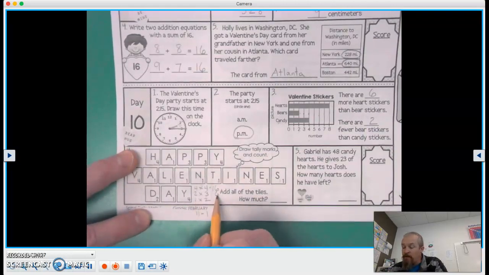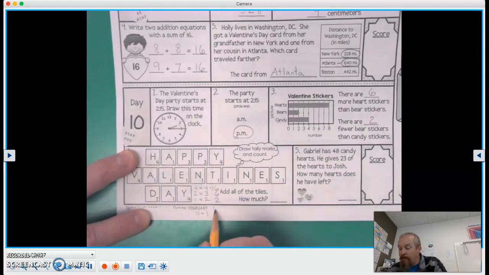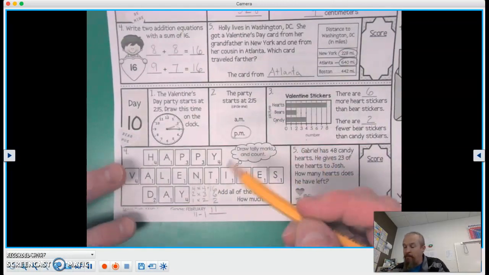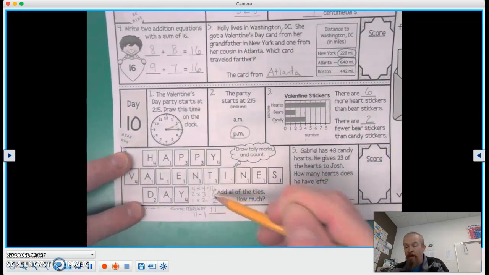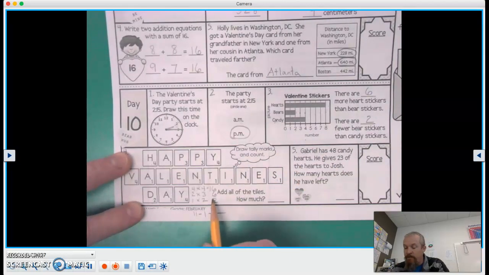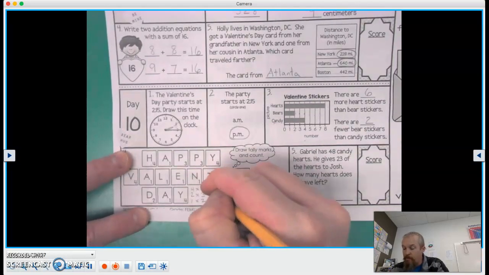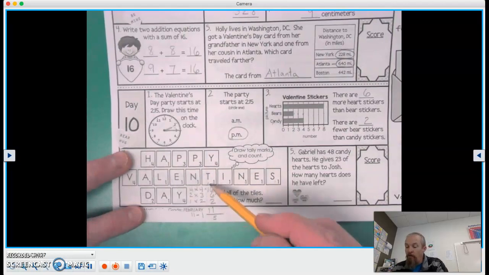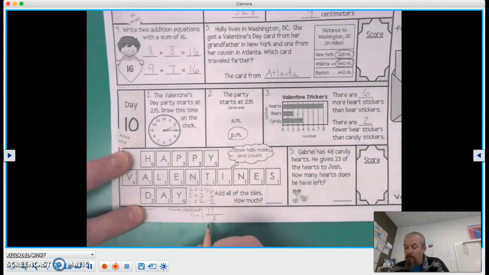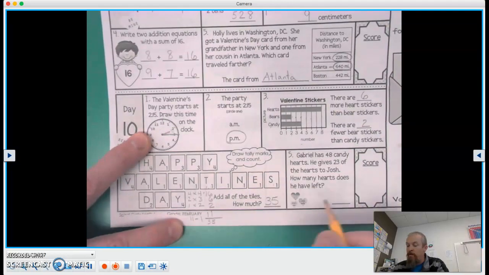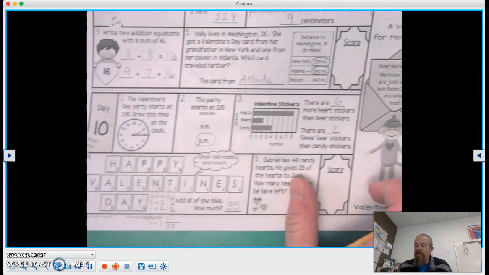2 times 3 equals 6. 1 times 2 is 2. And 11 ones is 11. So now we're going to add these up. 6 plus 6 equals 12. Plus 2 is 13, 14. Plus 1 more is 15. And 1, 2, 3. 1 plus 1 plus 1. So these tiles are worth 35. Very good. Nice job.